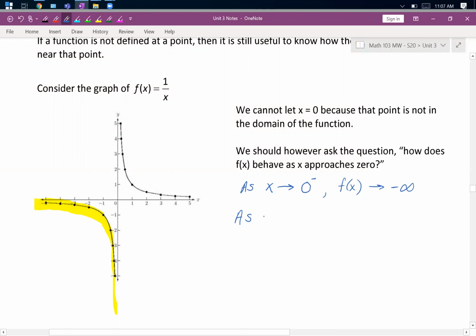And then we also want to look at our graph as x approaches 0 from the right side. So we use the little plus for that notation to indicate from the positive side. We want to know what our y value is getting close to. So again, we'll just follow the picture. As x approaches 0 from the right, what's happening to that y value? This time it's approaching positive infinity. So it's getting bigger and bigger and bigger. Okay, questions on that so far?